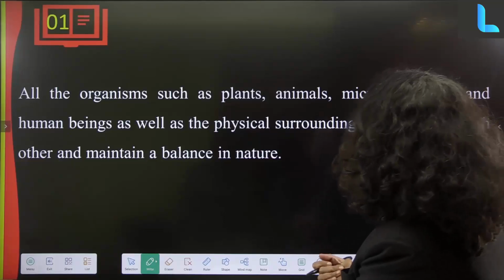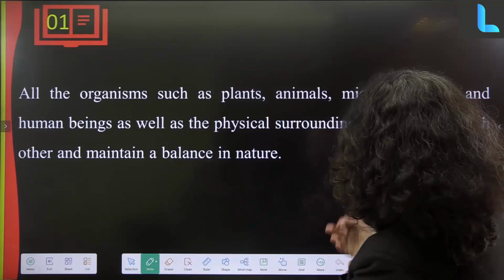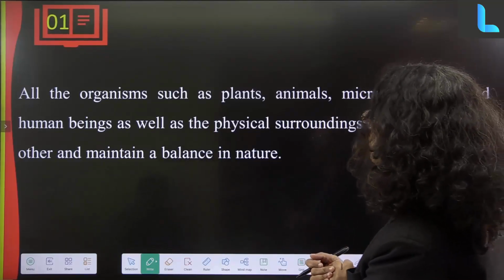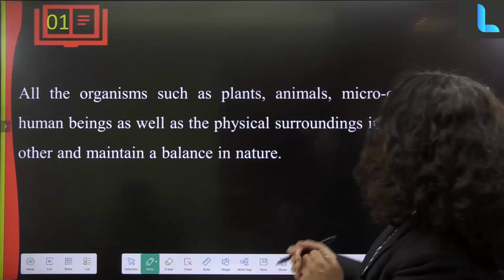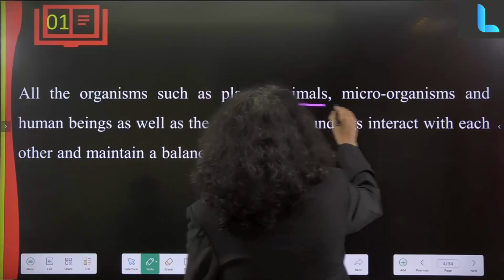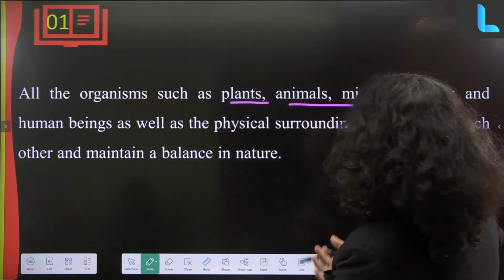All the organisms such as plants, animals, microorganisms as well as human beings, and physical surroundings interact with each other and maintain a balance in nature. Okay, in our environment, what happens? Plants, animals, microorganisms are maintaining a balance in physical surroundings and interact with each other.